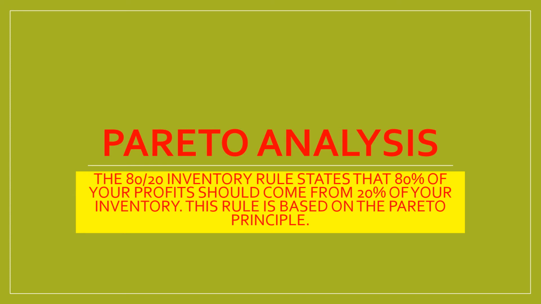So, it is a management consulting principle that suggests that 80% of effects come from 20% of causes. It is also called the law of the vital few. So, what is the vital few? The few things that are vital for your production, for your profit. Next.